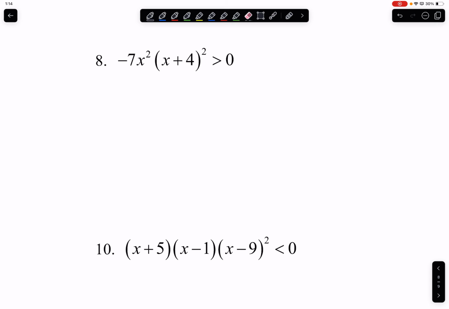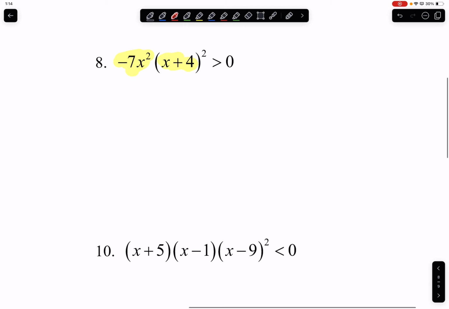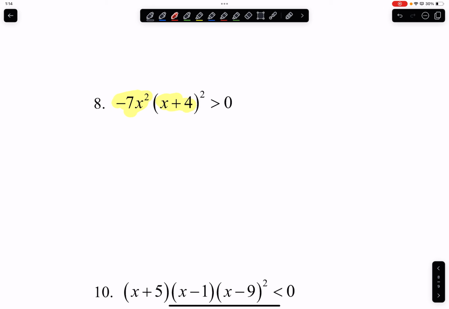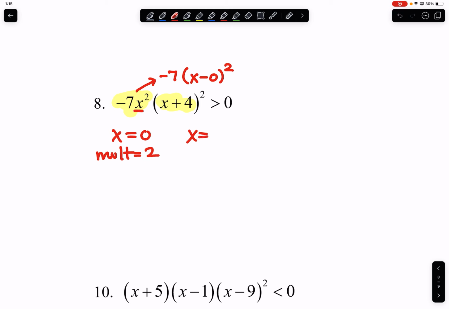So first, to find the zeros, remember, all we do is look at the factors. We have two factors here, this factor and then this factor. We want to see what makes each of those equal to 0. Recall from what we talked about in today's class that this first factor is the equivalent of negative 7 parentheses x minus 0 to the second power. There are no parentheses around the x because we're subtracting 0. So that means that x is equal to 0, and our multiplicity is 2. And for the second factor, x is equal to negative 4, and the multiplicity again is also 2.